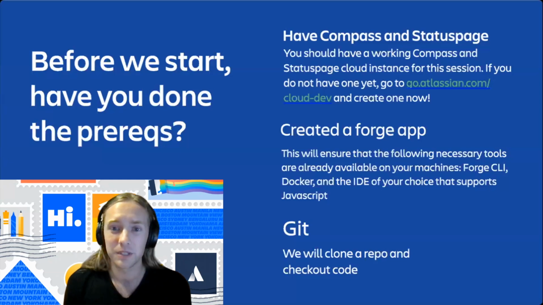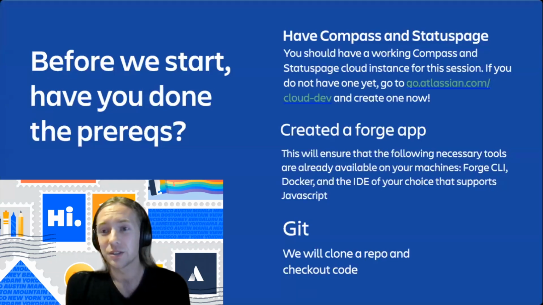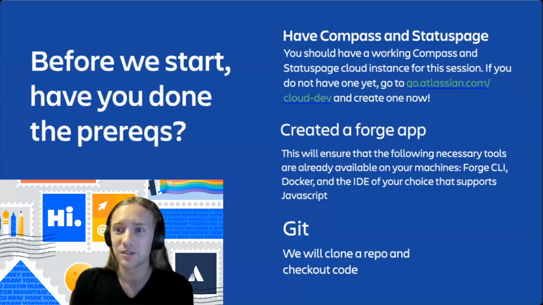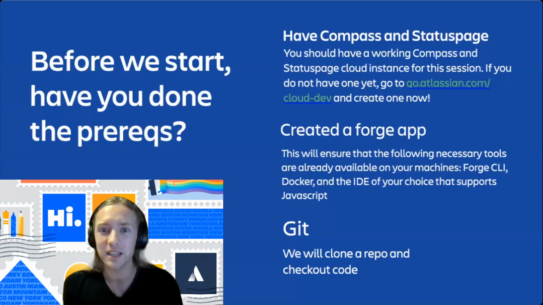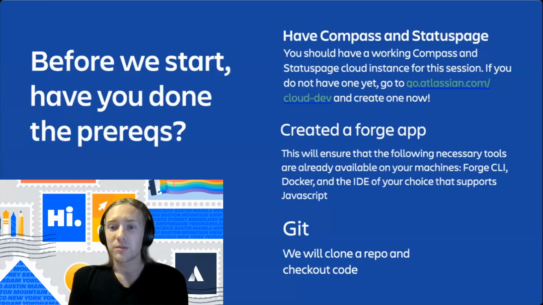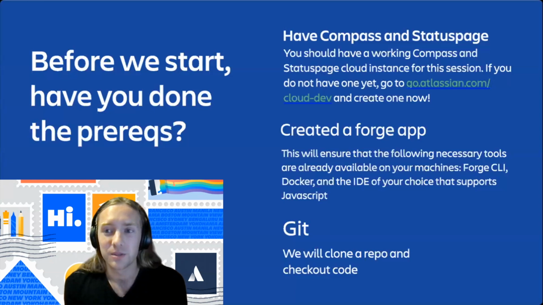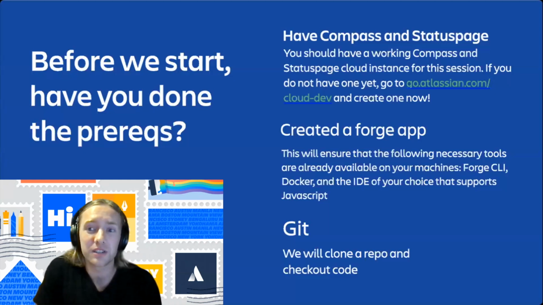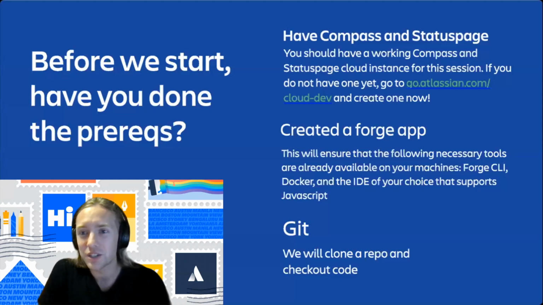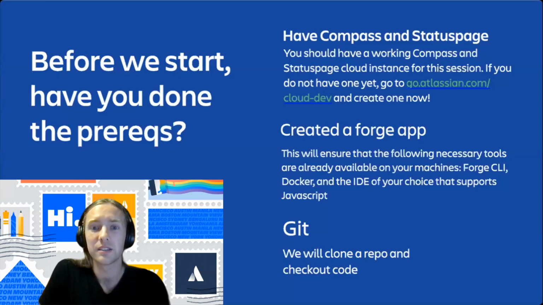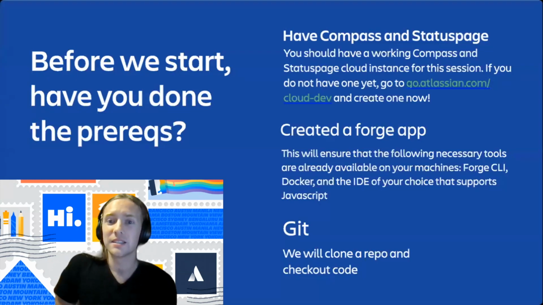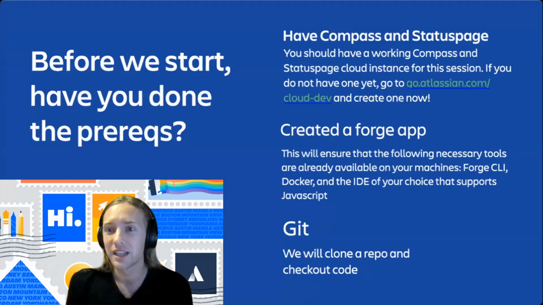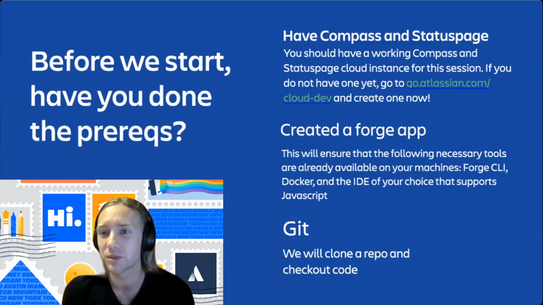We're going to be using Compass to develop the app, and you'll need a Compass instance to be able to do this. We're also asking that you install Statuspage onto your site. It's going to be the tool that we're going to be integrating with in this workshop, so you'll be needing that as well. We also ask that you've already created a Forge app. This is just going to ensure that you have all the necessary tools that you need during Forge app development. This includes the Forge CLI, Docker, and an IDE of your choice that supports JavaScript.